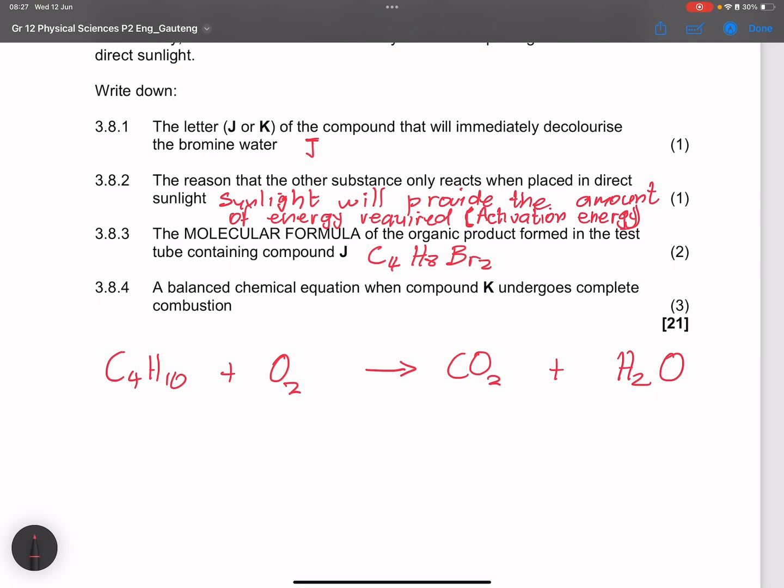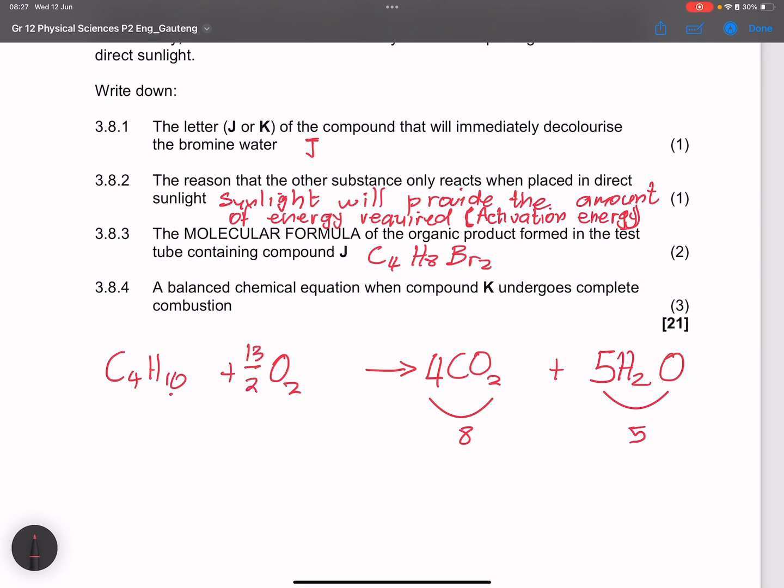So C4H10, I've got 4 carbons on this side, so that would give me 4 carbons. 10 hydrogens means that I'll multiply that by 5. But now for oxygen, I've got 4 times 2, which is 8. I've got 5 times 1, which is 5, and that gives me 13. So that means that this will be 13 over 2 times 2, which will give me 13.